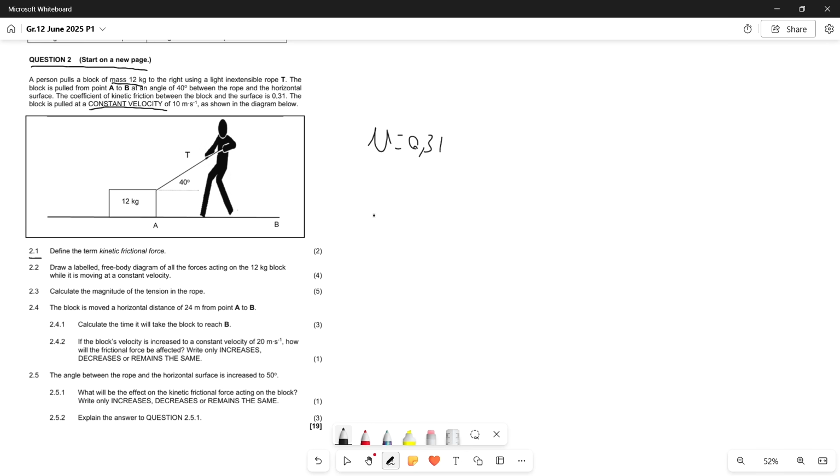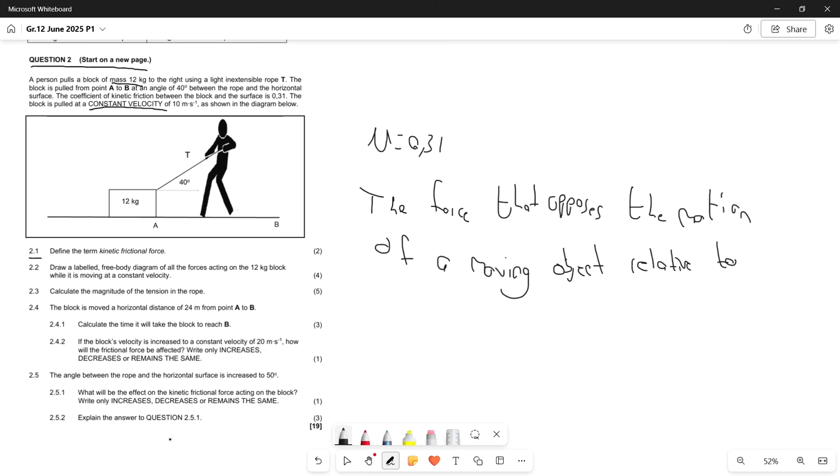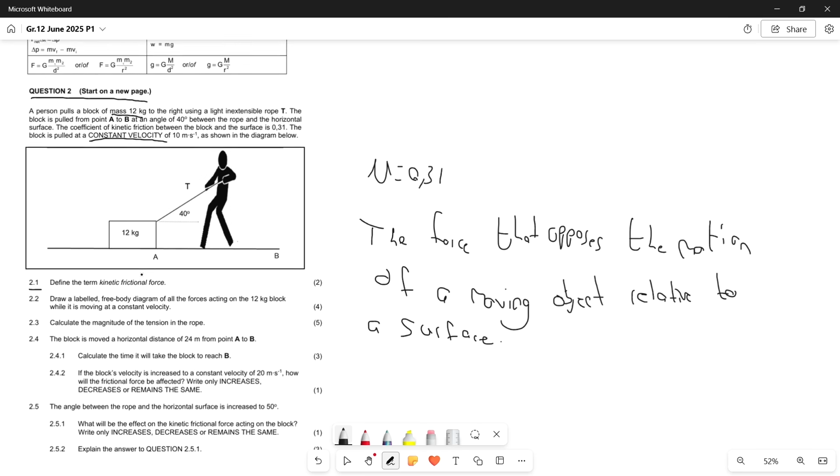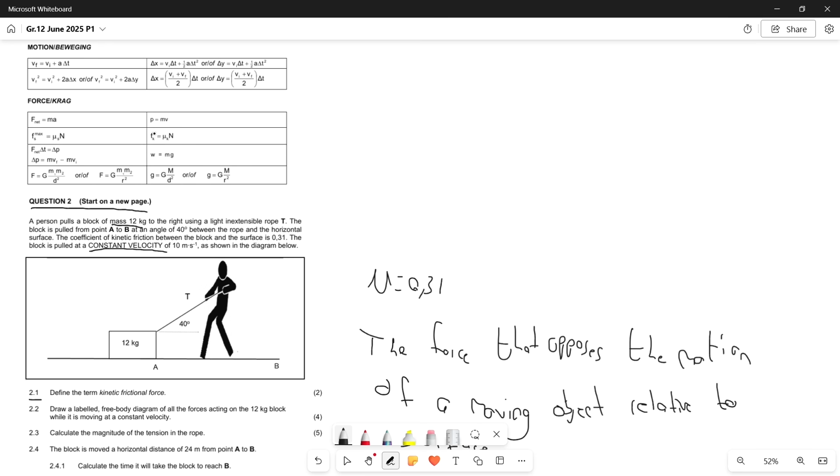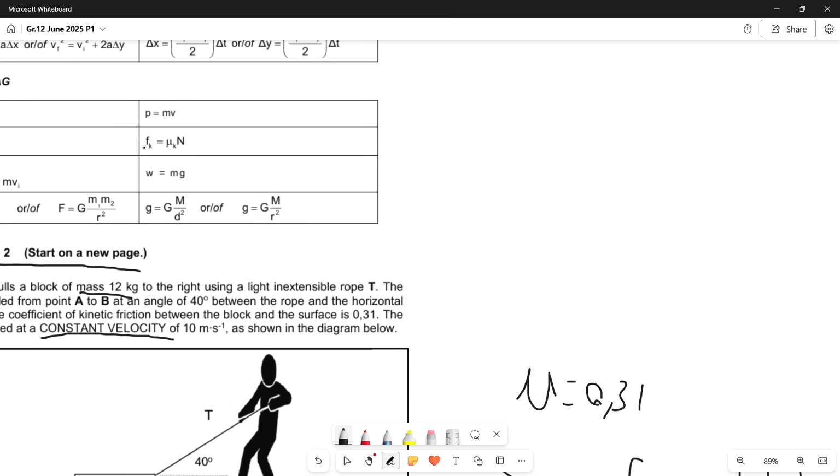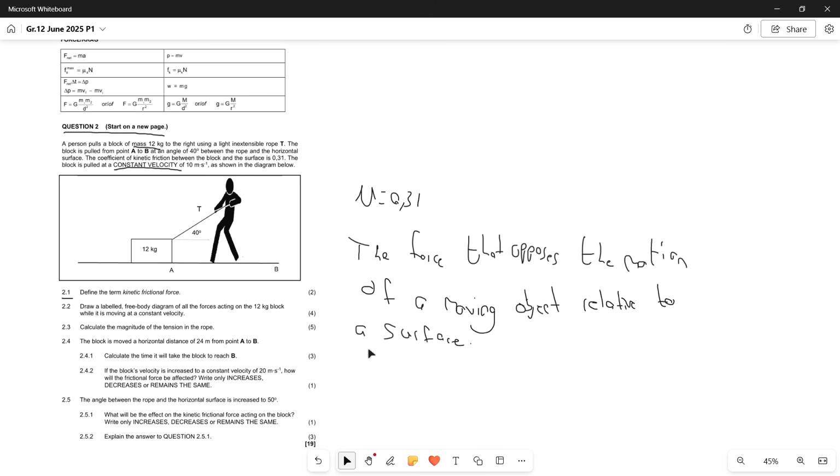Cool. So off the bat, the kinetic frictional force is the force that opposes the motion of a moving object relative to a surface. So this is all or nothing question, but it does help us orient ourselves as to using this formula later on, which means if they ask this definition, they are most likely going to use this kinetic friction formula somewhere later on. So off the bat, we just earned 2 marks over there.